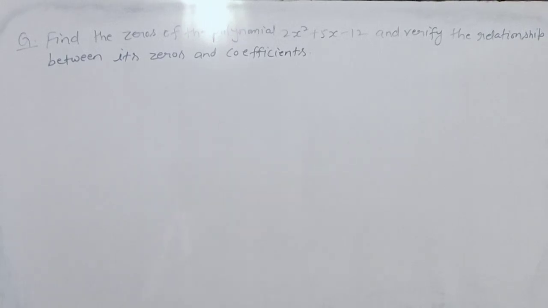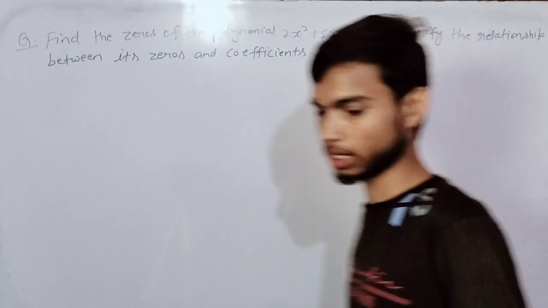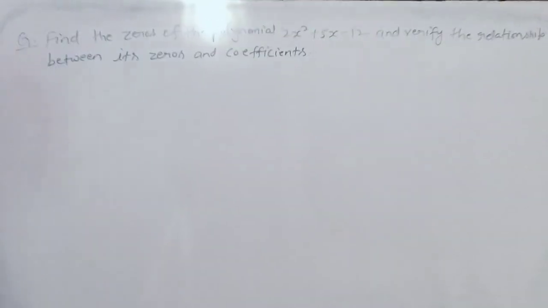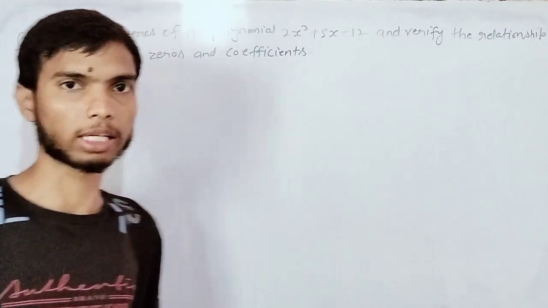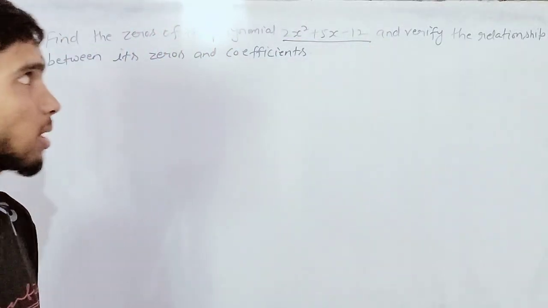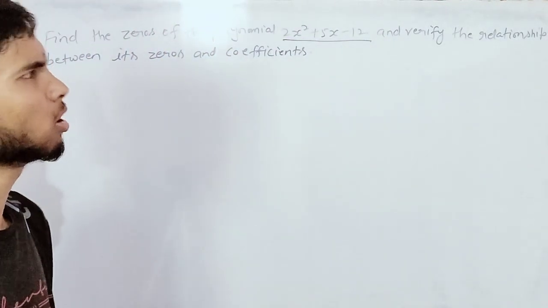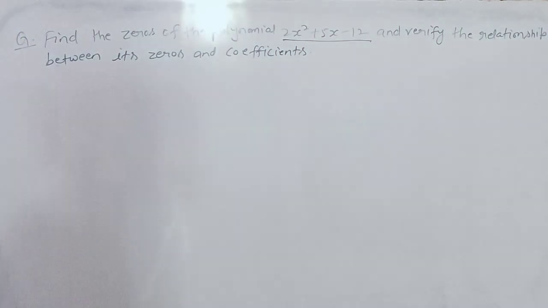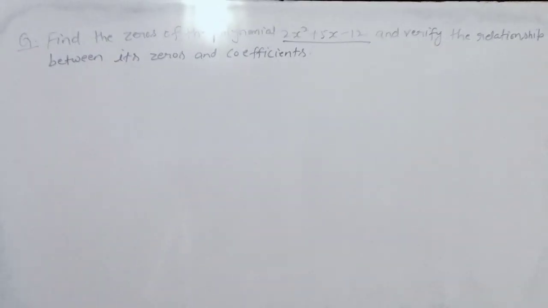First question is in front of you. The question is asking: find the zeros. Zeros means the value of x. Find the zeros of the polynomial 2x square plus 5x minus 12. It is a quadratic, as you know. And verify the relationship between its zeros and coefficients.